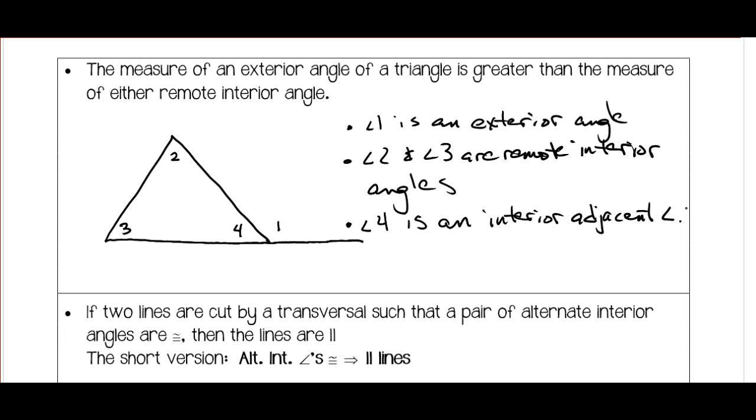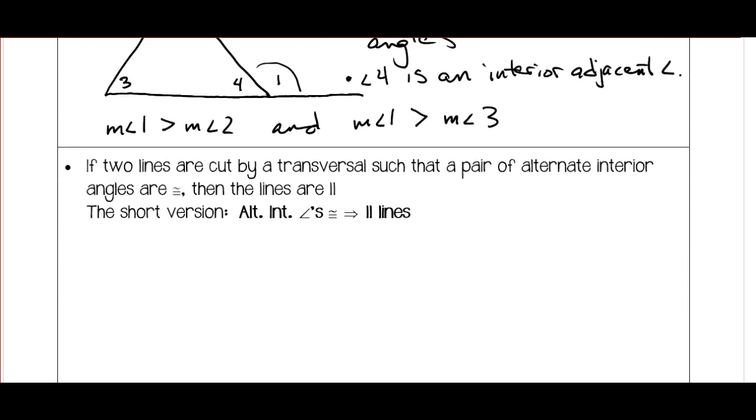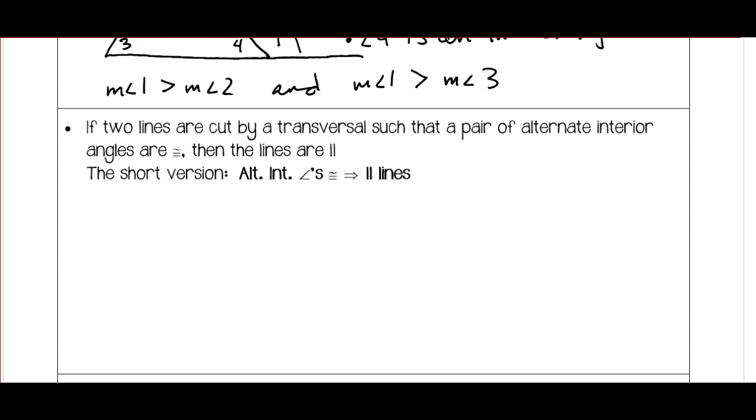So what this theorem says is that the measure of angle 1 is greater than the measure of angle 2, and the measure of angle 1 is greater than the measure of angle 3. We're going to eventually get to figure out a more exact relationship between 1, 2, and 3, but for now just know that this angle is greater than either of those two angles. Alright, moving on. So this is our first way to prove that lines are parallel.